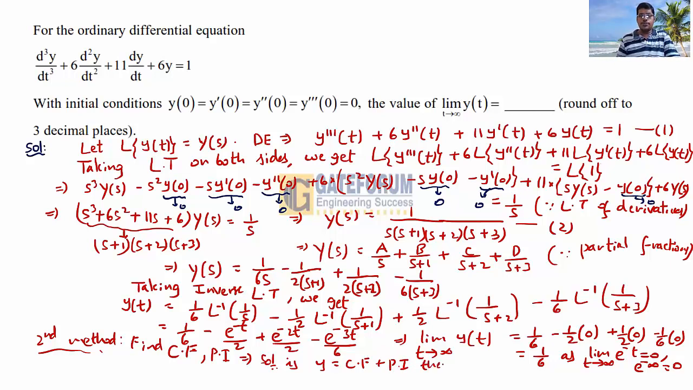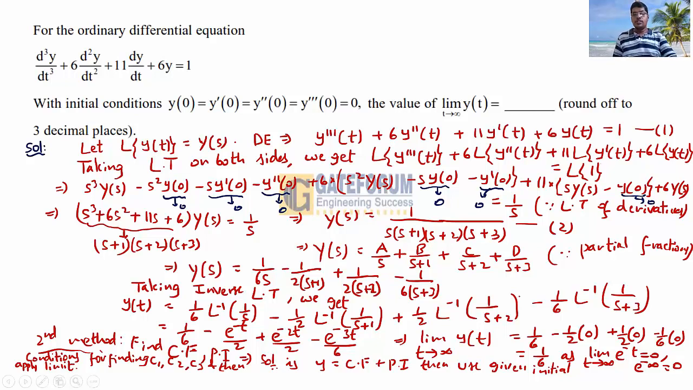Then use the given initial conditions for finding the constants C1, C2, C3, and then apply the limit.